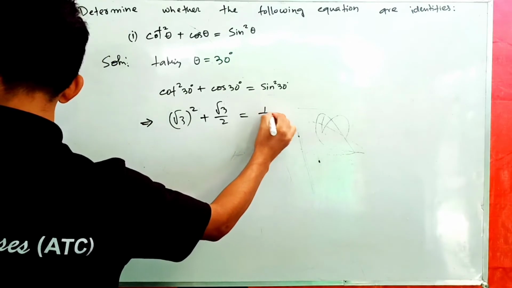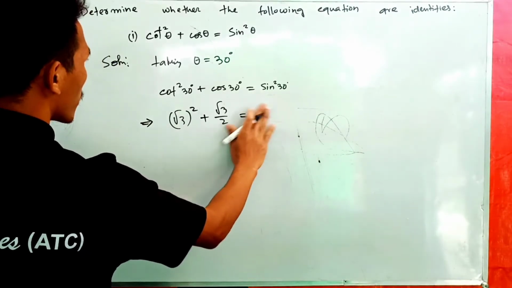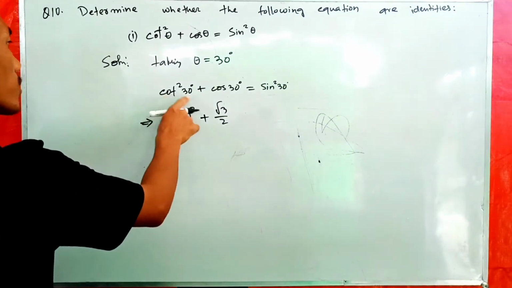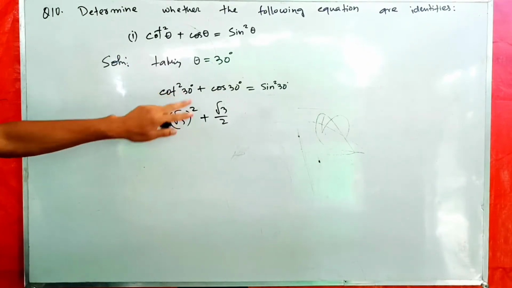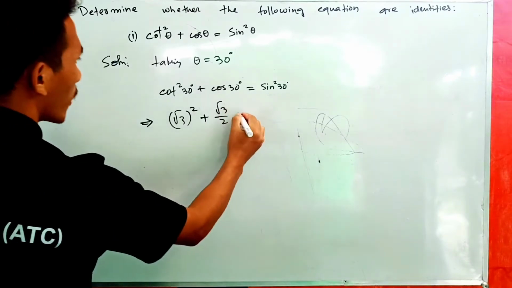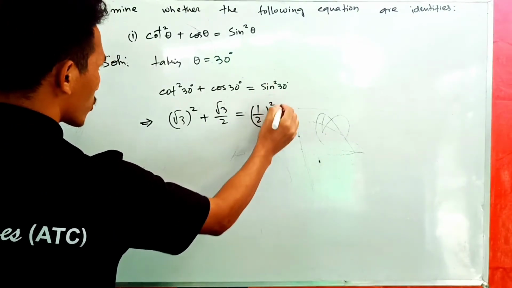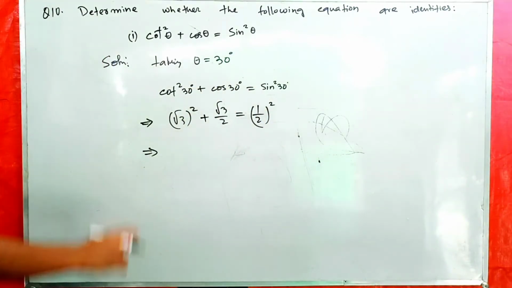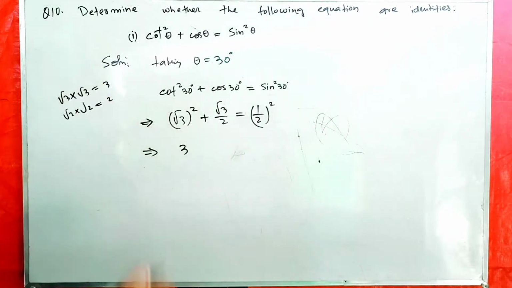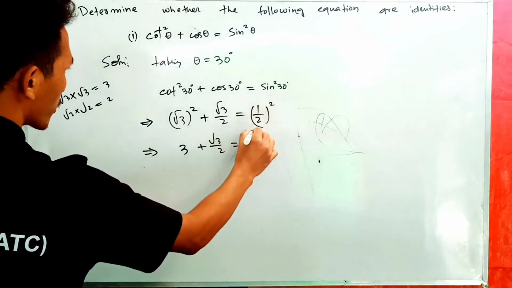Sin 30 means 1 by 2. Okay, now cot 30 degree is root 3. So, we learned that cot 30 degree equal to root 3. Cos 30 degree means root 3 by 2. Sin 30 is 1 by 2, and there is a square. Root 3 into root 3 means 3. Root 3 into root 3, root 2 into root 2. The answer is 3, 2. Okay, plus root 3 by 2 equal to 1 square is 1, 2 square is 4.